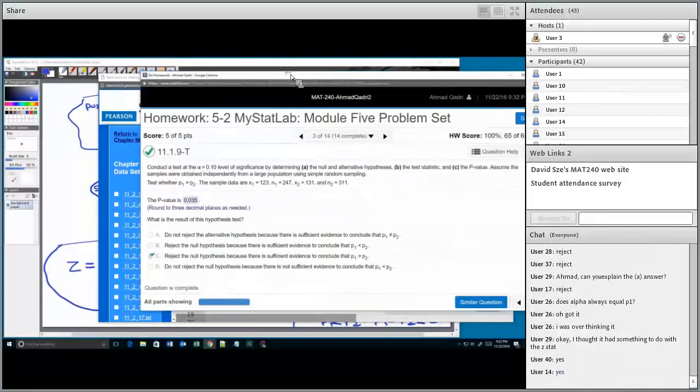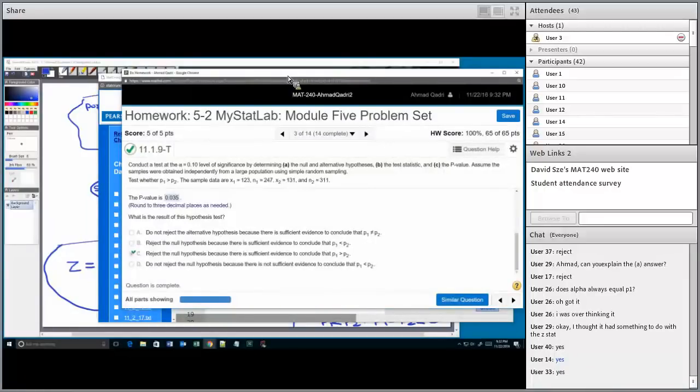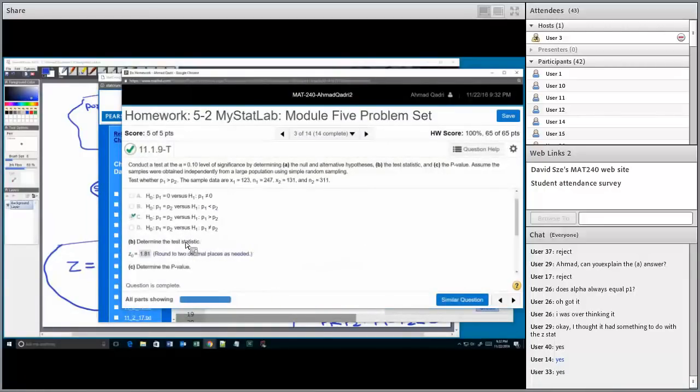The rest of it is very much like last week. If you mastered the concepts and the process last week, it's no different this week. The only difference, again, is the fact that you're using a different test statistic equation. That's it.